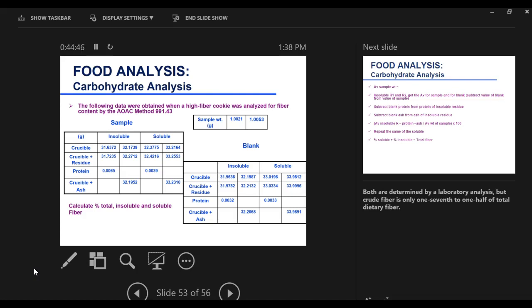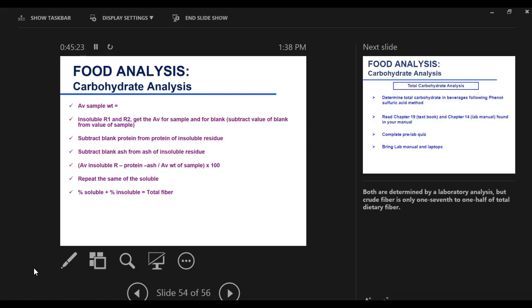I run a blank alongside where I do the same thing without any sample, and I measure the fiber in the blank sample, the protein in the blank, and the ash in the blank. So you have all of these values. And then this is the initial weight of the sample, rep 1, rep 2. So now what you need to do with all of this given is calculate percent total, insoluble, and soluble fiber.